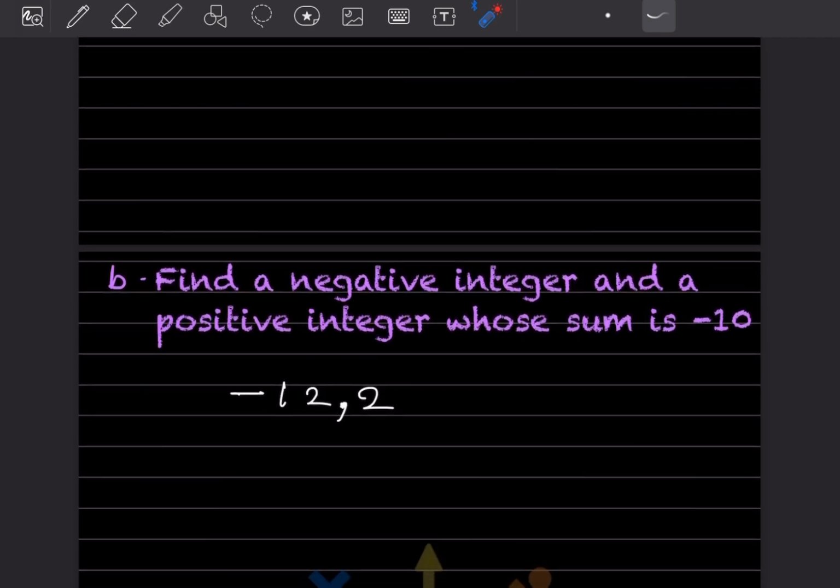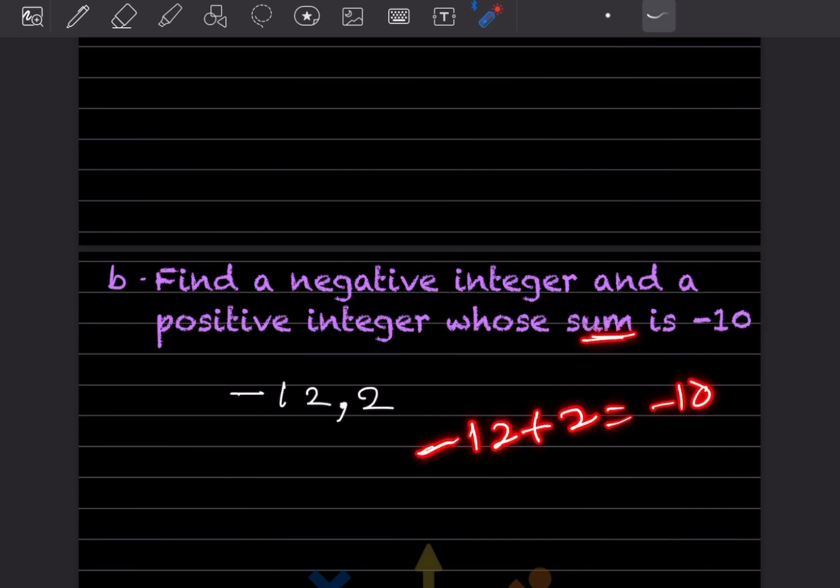Find a negative integer and a positive integer whose sum is minus 10. So this is a negative integer and this is a positive integer. You have to see whose sum comes to be minus 10. So minus 12 plus 2 is going to be minus 10, because this is the sum.